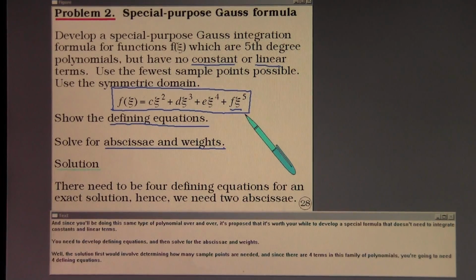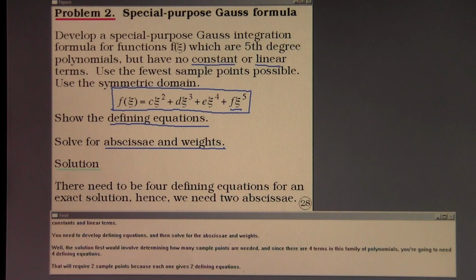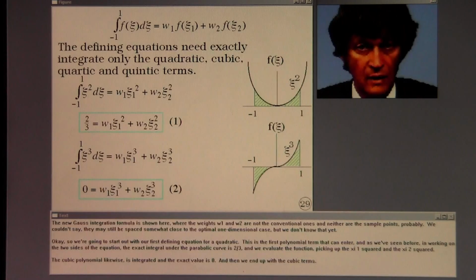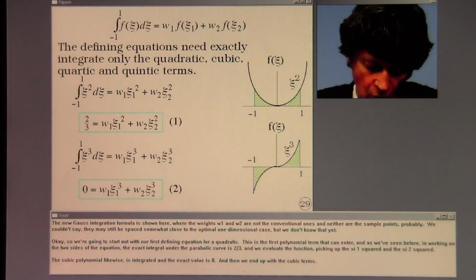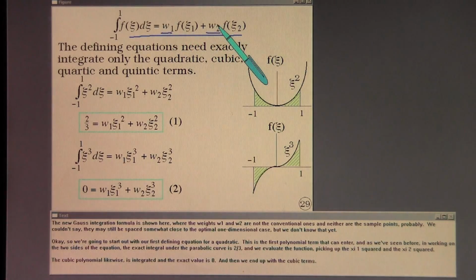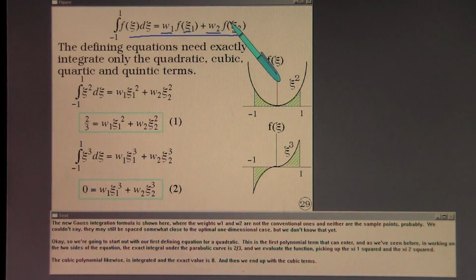Well, the solution first would involve determining how many sample points are needed, and since there are 4 terms in this family of polynomials, you're going to need 4 defining equations. That will require 2 sample points because each one gives 2 defining equations. The new Gauss integration formula is shown here, where the weights W1 and W2 are not the conventional ones, and neither are the sample points. Probably. We couldn't say. They may still be spaced somewhat close to the optimal one-dimensional case, but we don't know that yet.